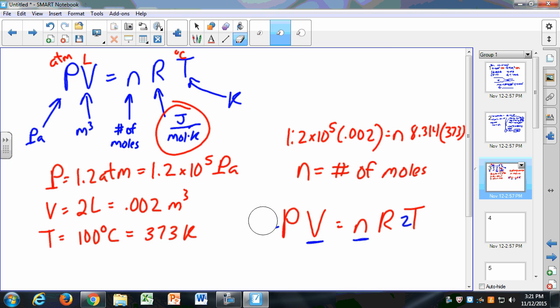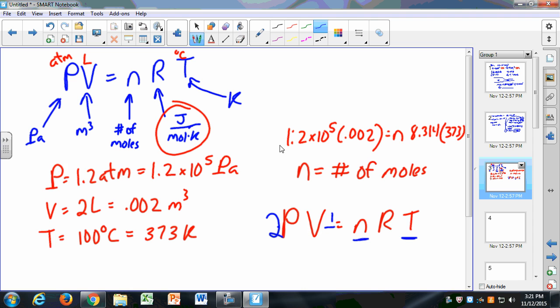However, what if T is constant, but P and V are both changing? If P goes up by a factor of 2, what happens to the volume? It goes down by a factor of 2, or 1/2. All right, we'll see some questions like that tomorrow in the concept test. All right, so that's the ideal gas law.